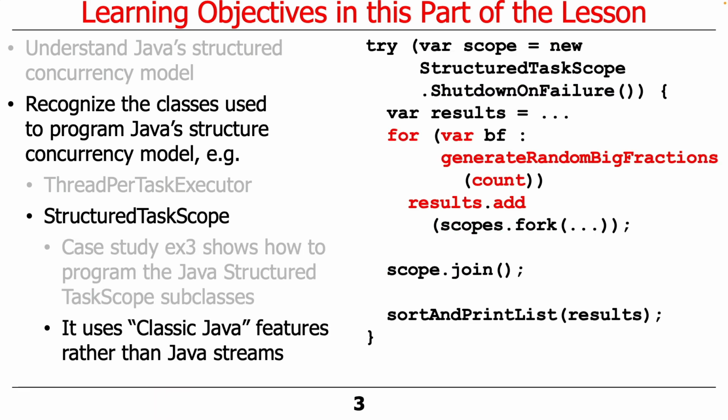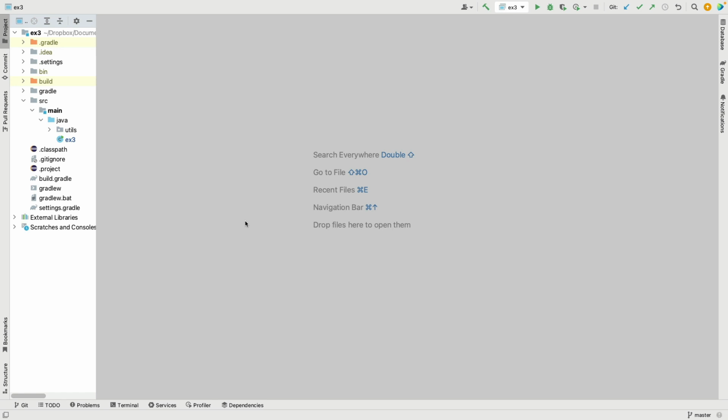And this particular example, just for fun, is going to use the classic Java features rather than using Java sequential streams, just because I felt like it. Also, there's a school of thought that says the structured concurrency stuff is really designed for people who don't want to have to understand functional programming. I'm not quite sure why they would not want to understand that, because it's pretty cool. But for those people who don't like to use functional programming, this is a non-functional programming way of using Java structured concurrency. So we're now in the ex3 project in my Loom folder in my GitHub Live Lessons repository.